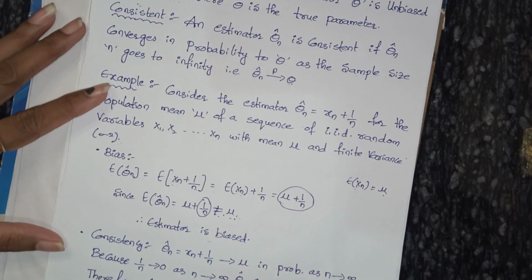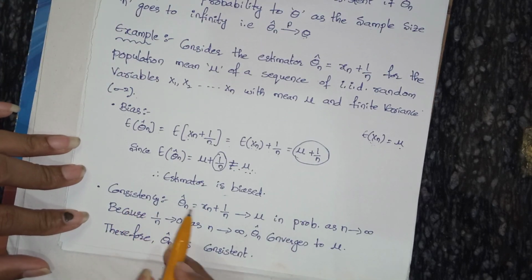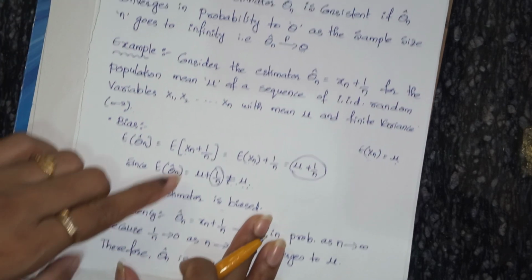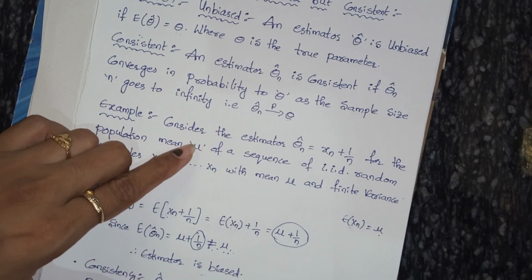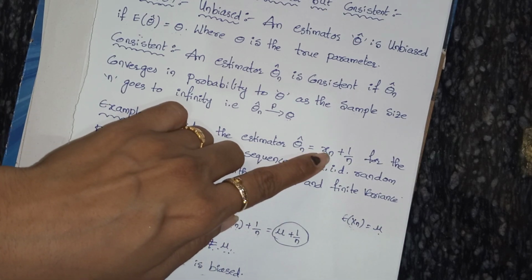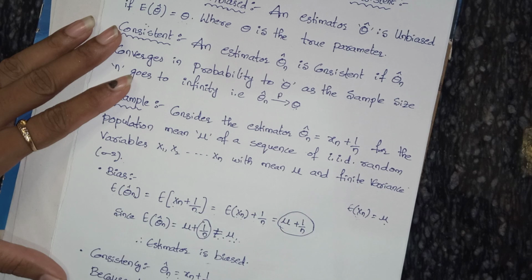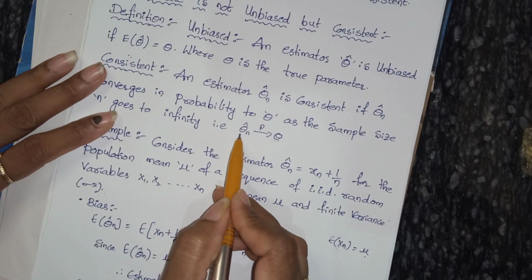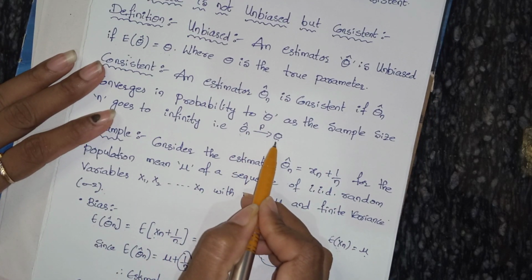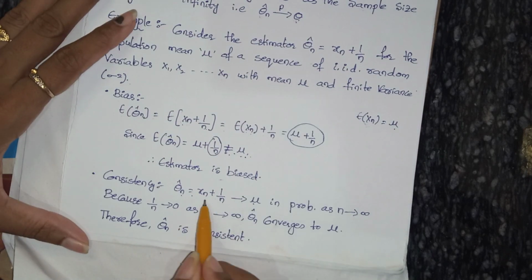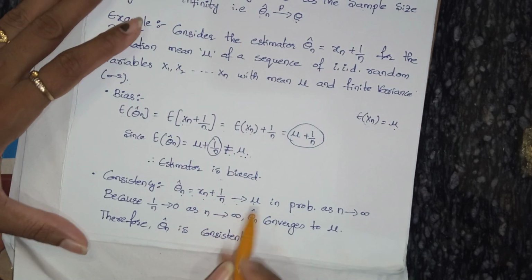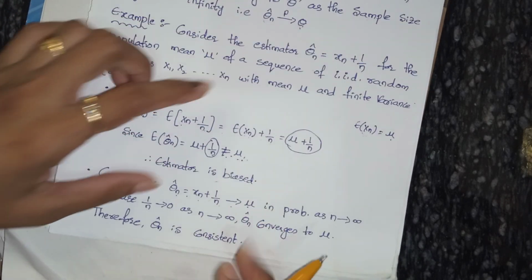Next is consistency. Theta n equals X bar n plus 1 by n should tend to mu. As we said, X bar n tends to theta, so X bar n plus 1 by n should tend to theta, which is nothing but mu.